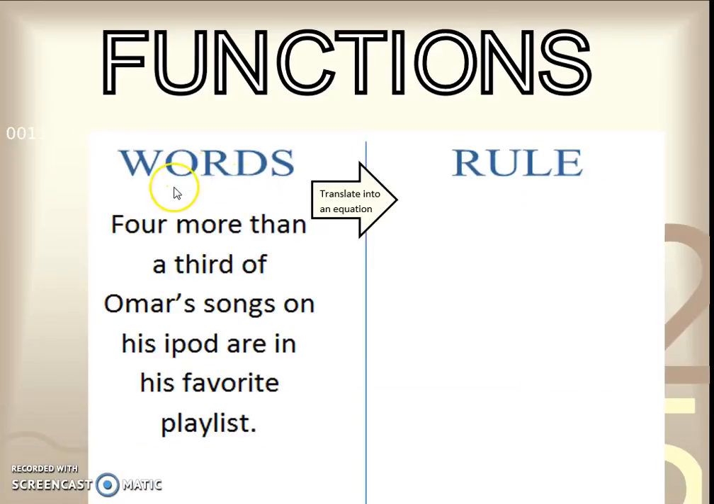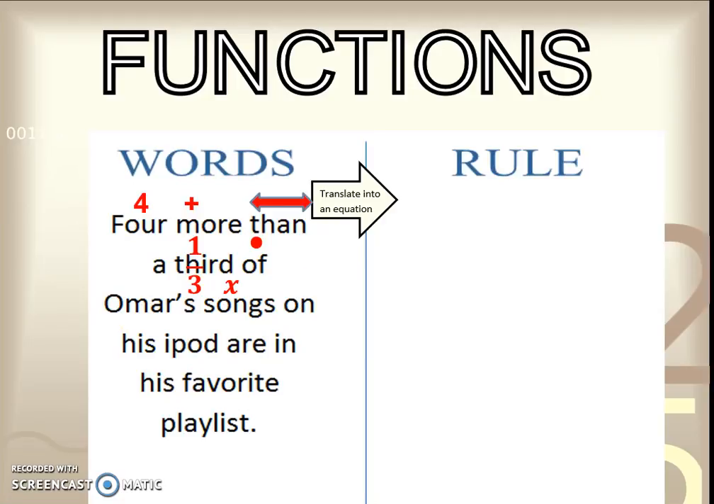So if we look at this problem, 4 more than a third of Omar's songs on his iPod are in his favorite playlist. Let's break this down and translate this into an equation. So first we've got 4 more than. So we translate above the statement. We have 4 more than. Now this than, remember, than gets a switcheroo. Then we have 1/3. Remember, 1/3 is a fraction. That word of is multiplication. And then we don't know how many songs are on Omar's iPod, so we're going to use Omar's songs as our variable.